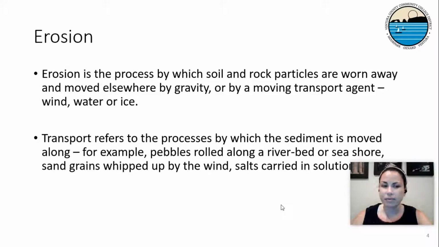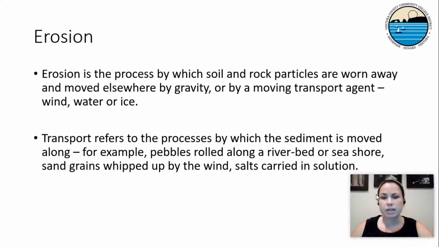So how is weathering different than erosion? Erosion is the process by which soil and rock particles are worn away and moved somewhere else by either gravity or some transport agent like wind or water. And the transport refers to the process by which the sediment is moved. So, for example, if pebbles roll along a riverbed or seashore, or sand grains are whipped up from the wind, or salt is carried in solution. So these are different types of transport.